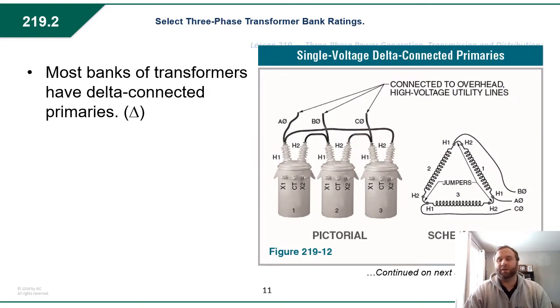Common transformer installs. Delta primaries are your most common when it comes to transformer installs. So be aware of that.